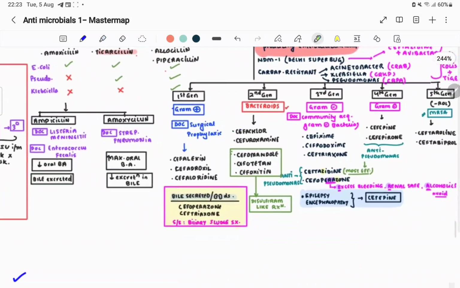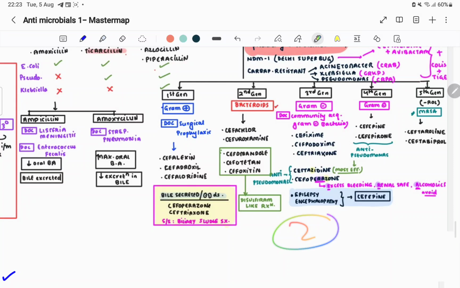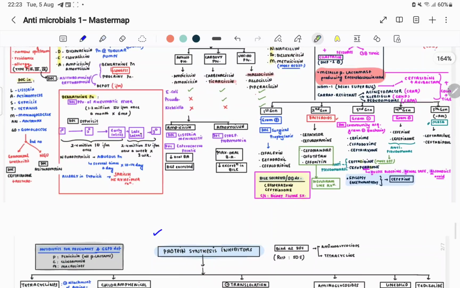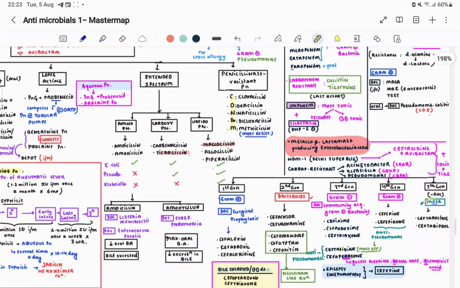Very important. First generation: cephalexin, cefadroxil. Second: cefaclor, cefoxitin, cefamandole, cefuroxime. Third generation, all the common ones: cefixime, cefpodoxime, ceftriaxone, ceftazidime, cefoperazone. Fourth generation: cefepime, cefpirome. Fifth generation: ceftaroline, ceftobiprole. You can recite the classification again and again with all the examples so that you can remember it.